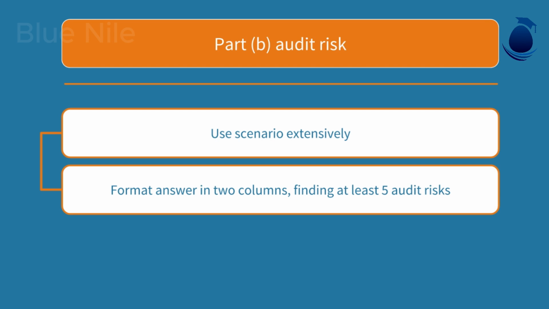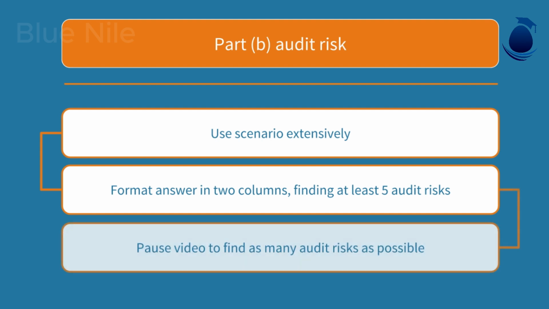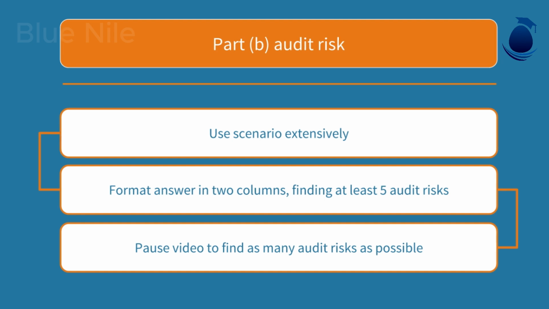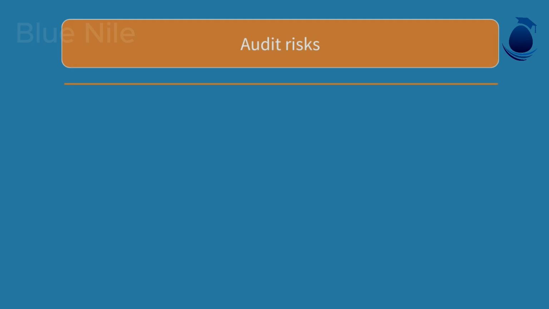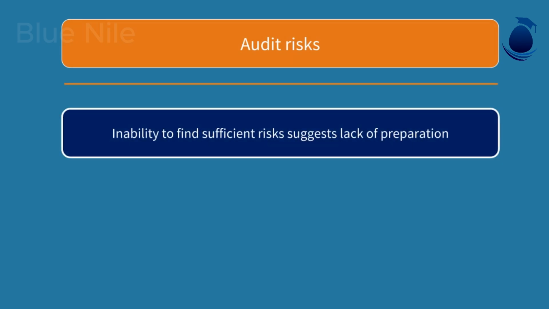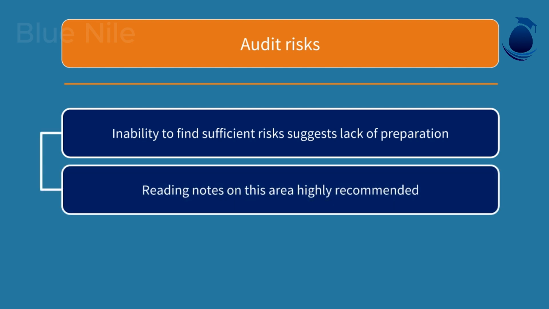However, there are typically more than this in the scenario. My advice is to identify as many as possible when reading through the scenario. I suggest pausing this audio and doing this now, so we can work through how to formulate the answer together. If you are struggling to find enough audit risks, this would suggest a lack of preparation for this area. Reading through your notes on this area would be highly recommended before trying to identify the audit risks again.